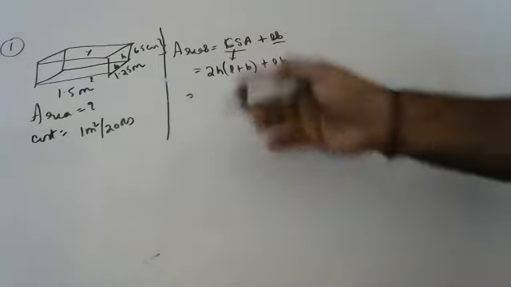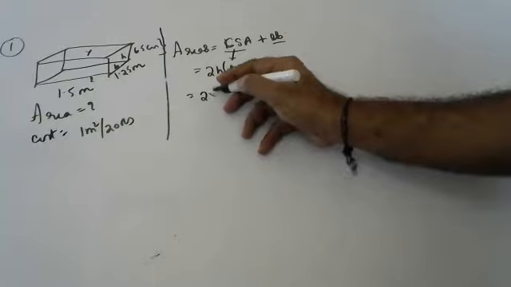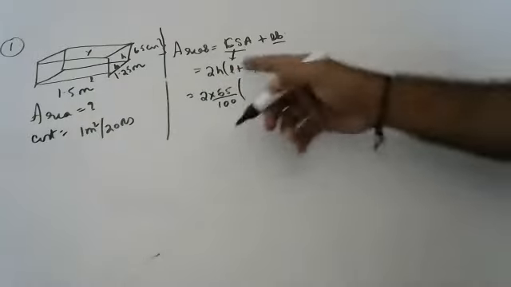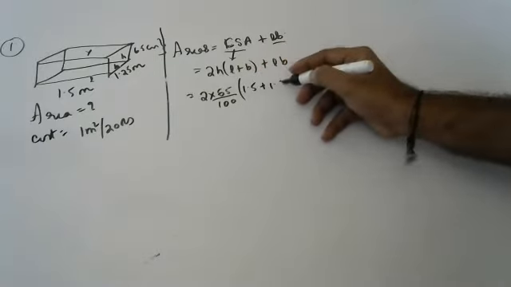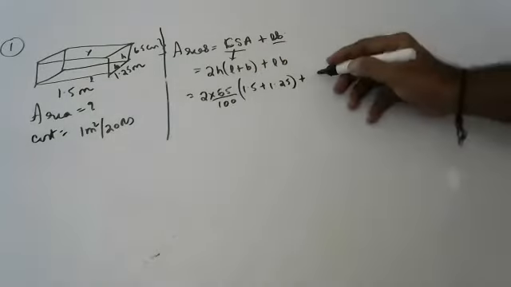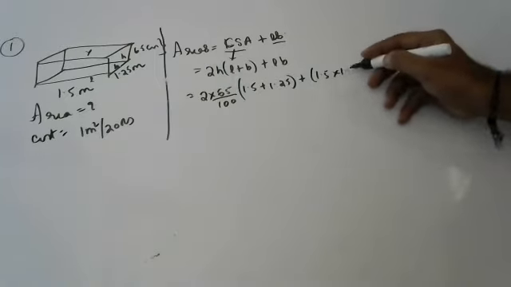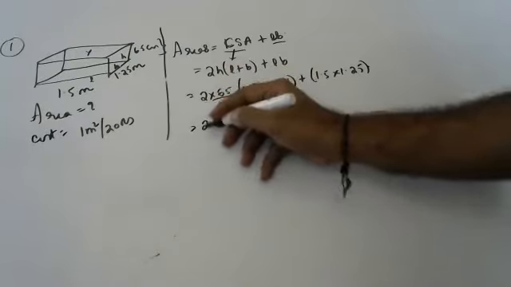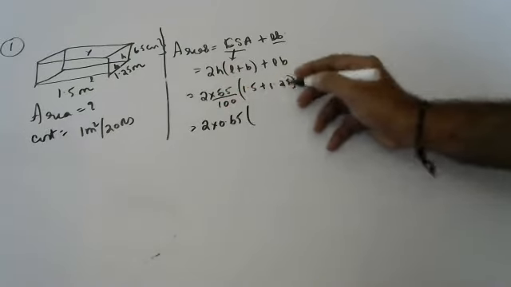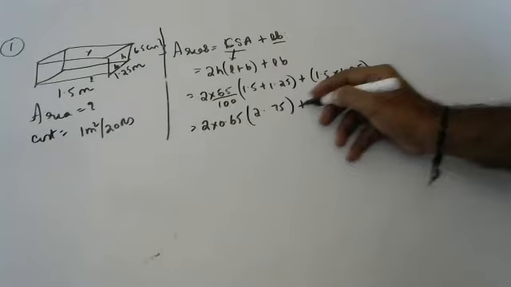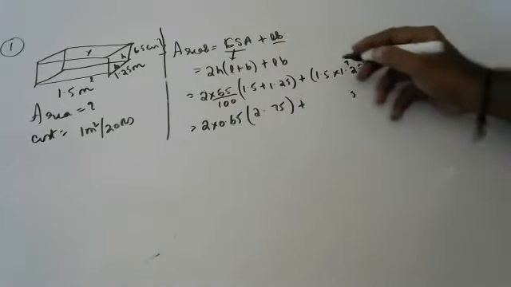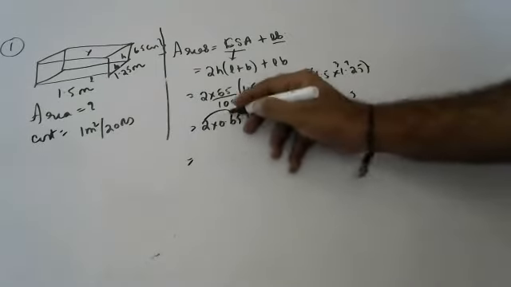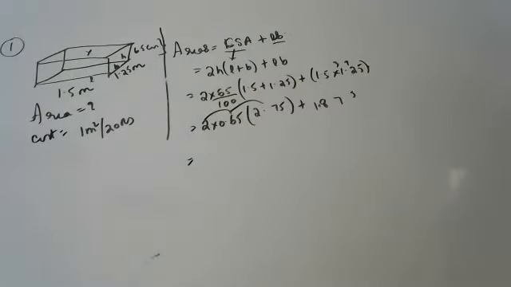Now can anyone say at least the substitution, children? 2 into 0.65, because 65 centimeters is 65 by 100. L is 1.5, B is 1.25, so 1.5 plus 1.25, plus 1.5 into 1.25. Please check, all of you. So this is 2 into 0.65 into 2.75, since 1.5 plus 1.25 is 2.75. And 1.5 into 1.25 is 1.875. Can anyone calculate 2 into 0.65 into 2.75?